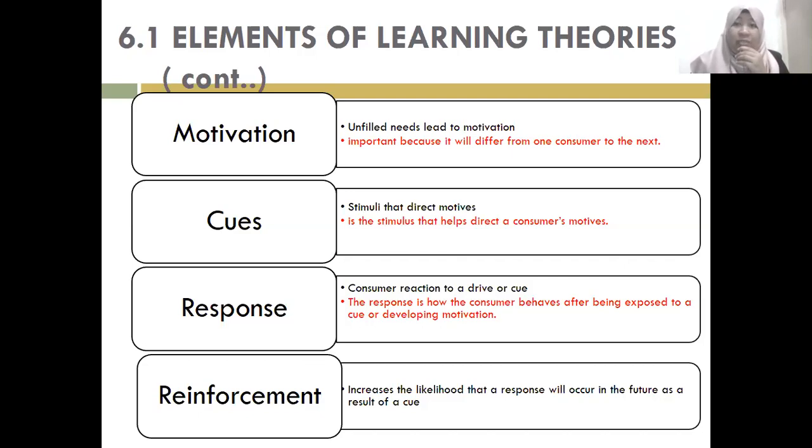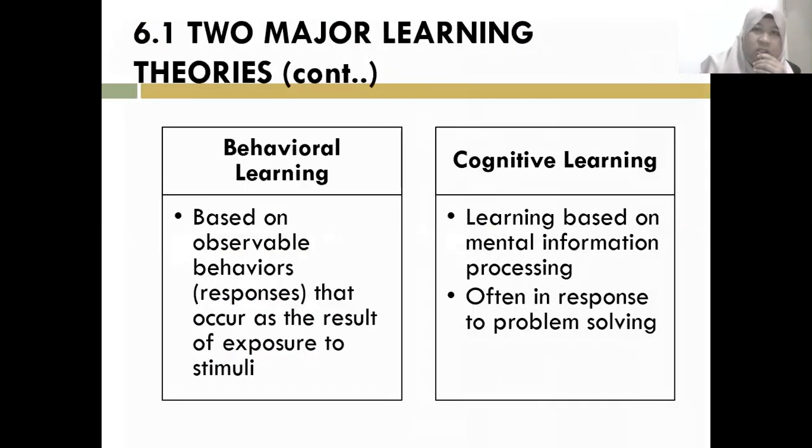And then we have reinforcement, which increases the likelihood that a response will occur in the future as the result of the cue. This is the probability that the response will recur due to the reinforcement. If I am able to get the contact, call, go through, and fill out the forms to order the food, then of course it reinforces me to repeat the same action if it's successful. If not successful, of course, I might not repeat it again. So reinforcement is actually a factor that pushes you to go for that.